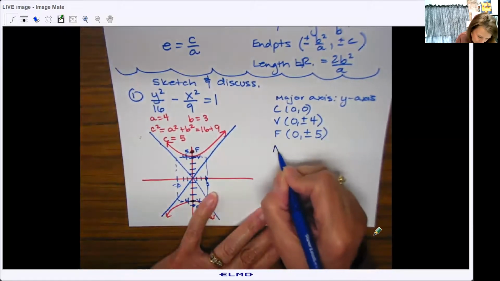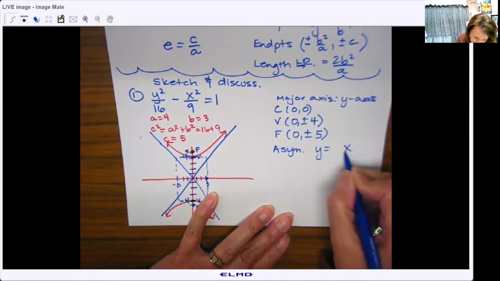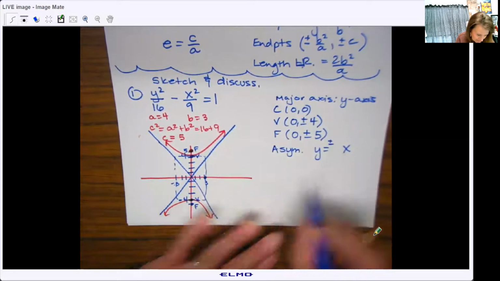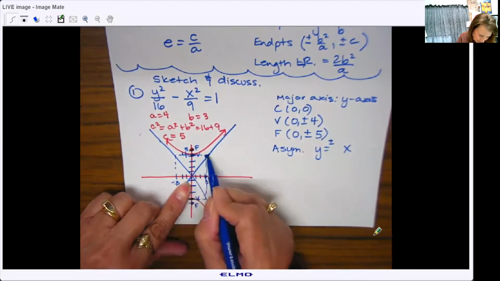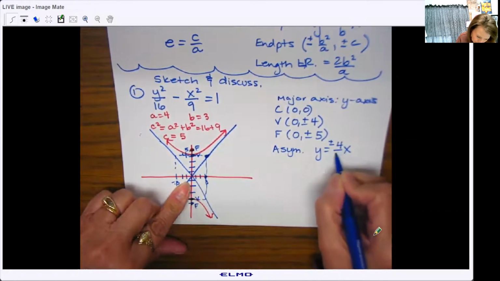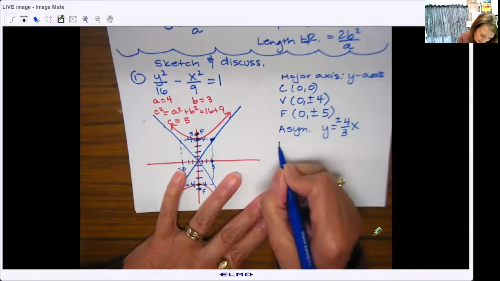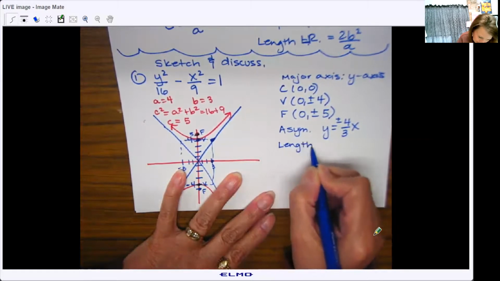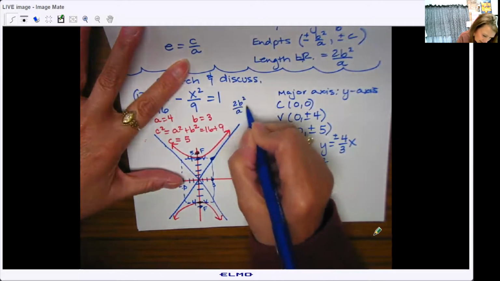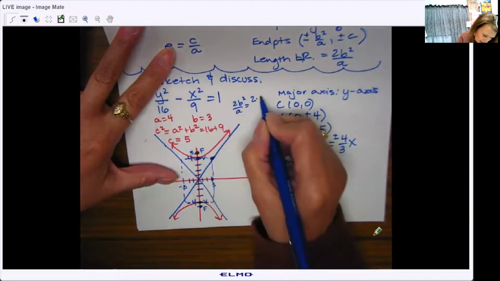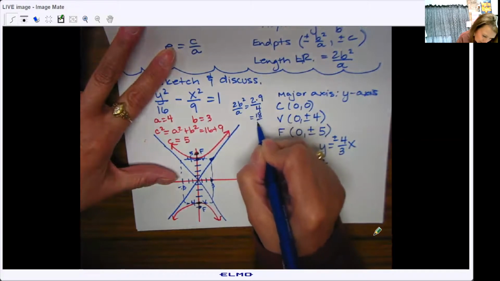Okay, so let's start with the asymptotes. So it's y equals mx plus b. We know that the b is 0, so we're going to do positive and negative. What do we rise and what do we run to get to this point right here? We're going to rise 4 and run 3. So 4 over 3x. All right. The length of the LR, let's come over here and do some scratch work. 2b squared over a, that's going to be 2 times b squared, which is 9, over a, which is 4. That's 18 over 4. That reduces to 9 over 2.